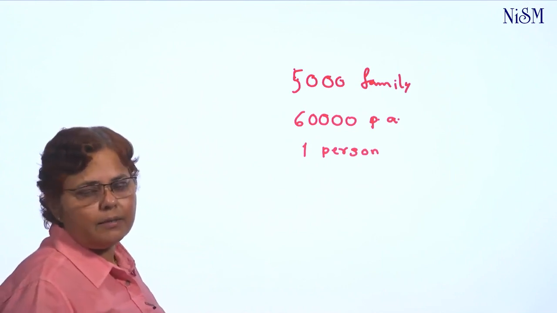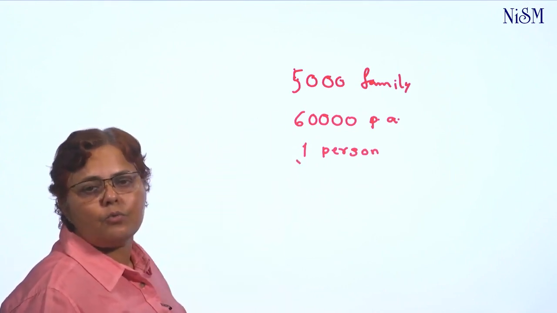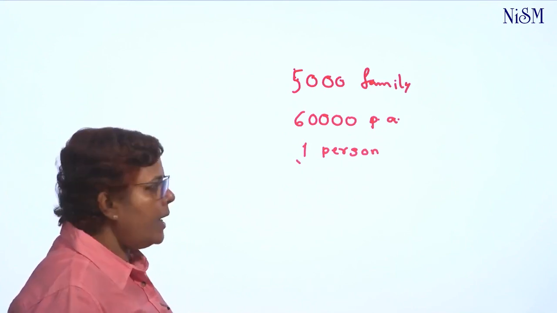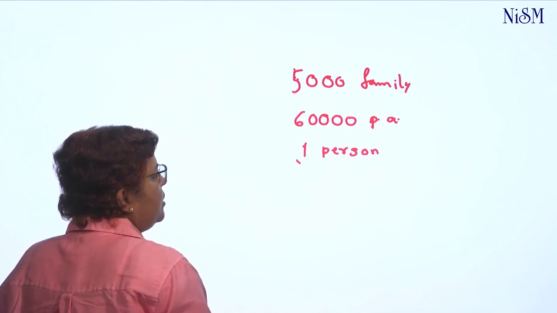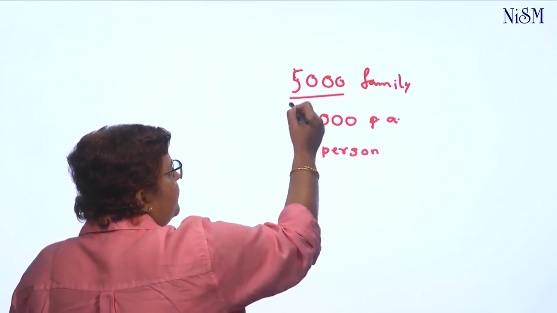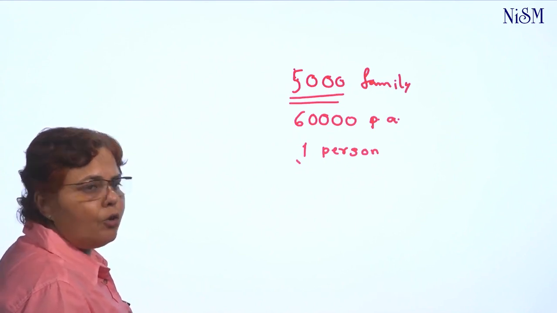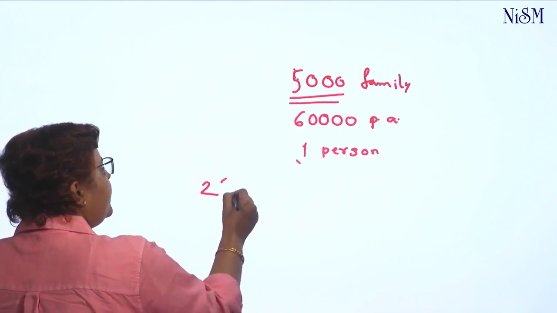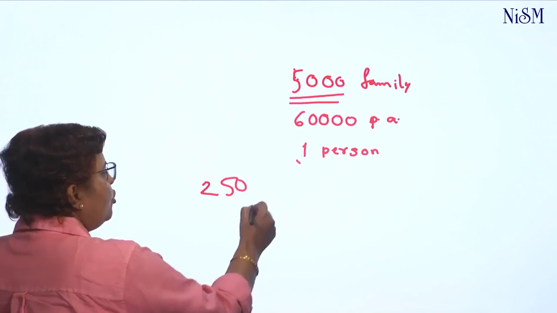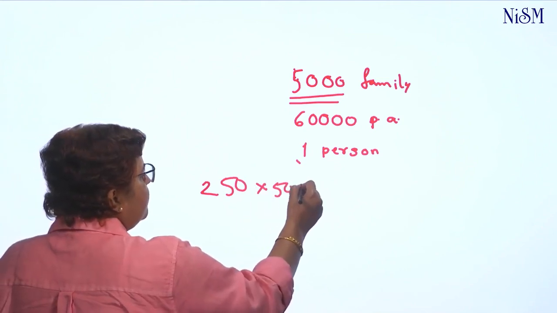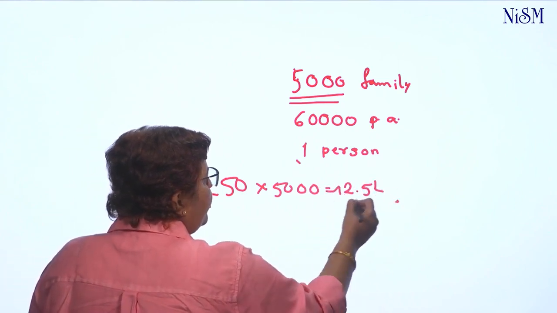Okay, one person dies. Now, what happens when the person dies? His family stops getting the 60,000 rupees year after year. And so, the leader of the village wonders, how can I help these people? So, he tells everyone, let us contribute 250 rupees per family every year. So, 250 into 5,000, around 12.5 lakhs are accumulated every year.